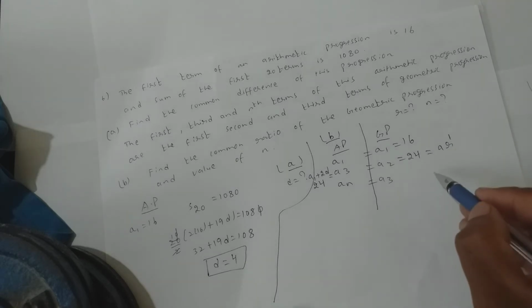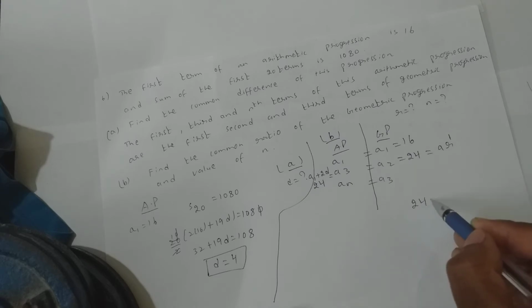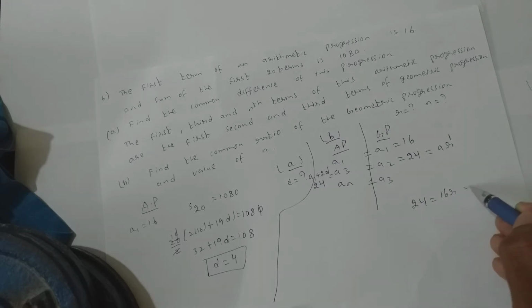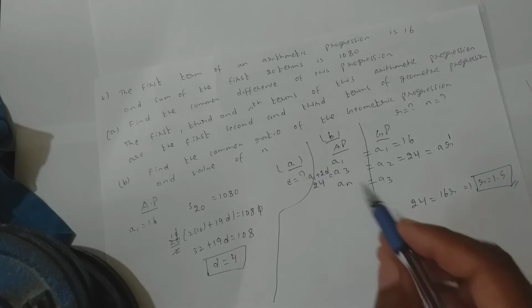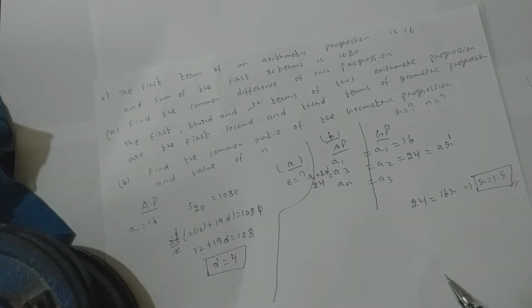So how much is 24 equal to A? A is 16R. That means R equals 3 by 2, which is equal to 1.5. We got R easily, isn't it? This side equals this side, so we easily got R.